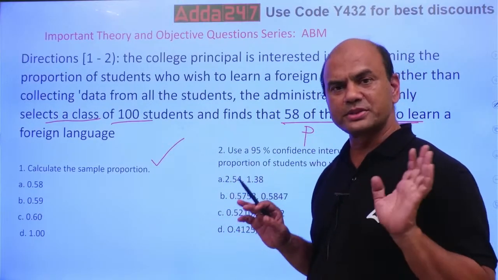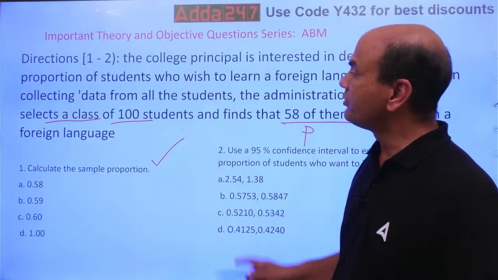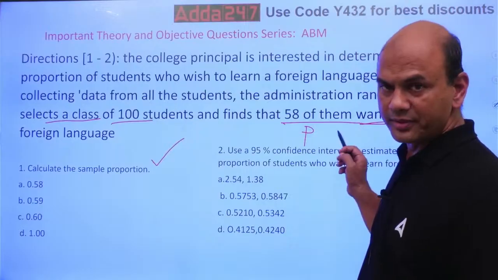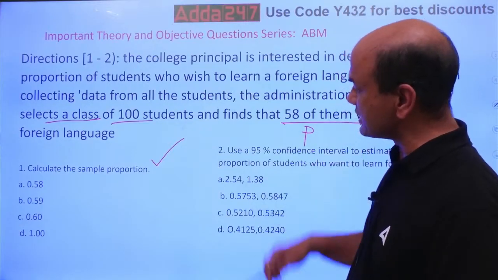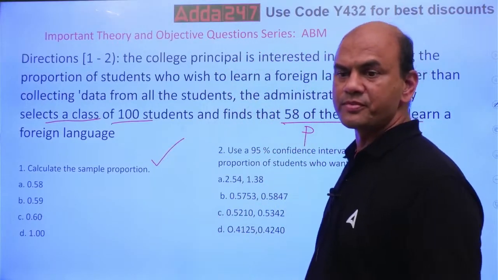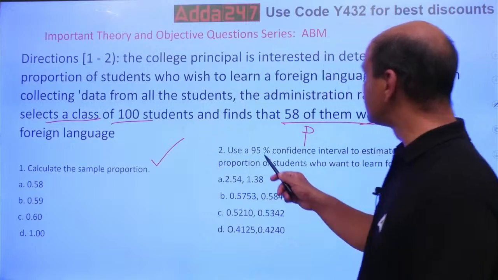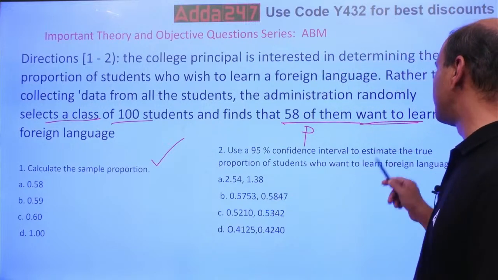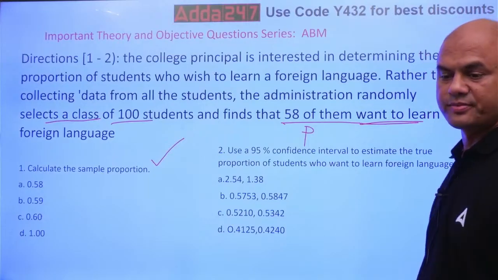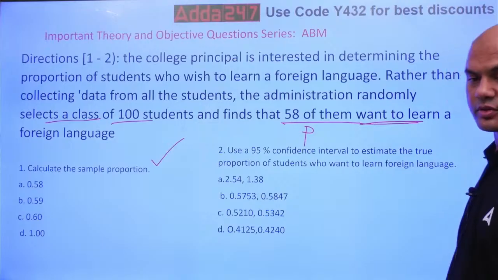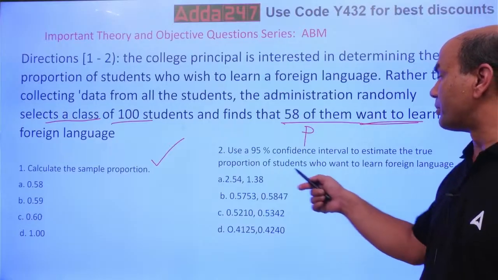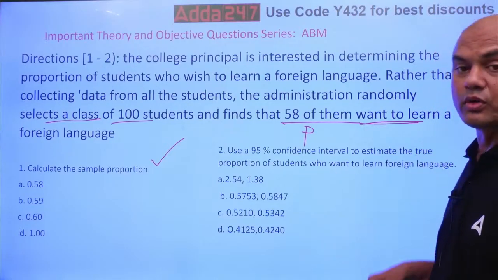There are only two results possible over here. So, select the class of 100 students and 58 of them want to learn the foreign language. So, P is want to learn. Now, look at the questions. The questions are: calculate the sample proportion. And second is use 95% confidence interval to estimate the true proportion of students who want to learn the foreign language. So use 95% confidence to estimate or to know the proportion of students who want to learn the foreign language.